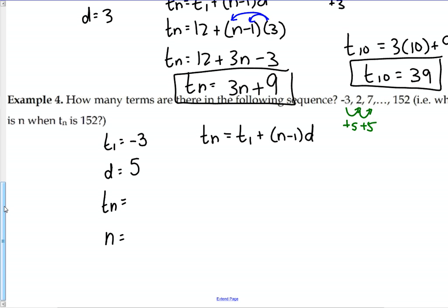So when it asks how many terms, is how many terms t of n or n? n stands for the number of terms. So by definition, the number of terms is n. That's what we're looking for, that's our unknown. Do we know our t of n? Remember I briefly mentioned this: t of n is our last term. So 152 is our last term. We want to know what n is when t of n is 152.